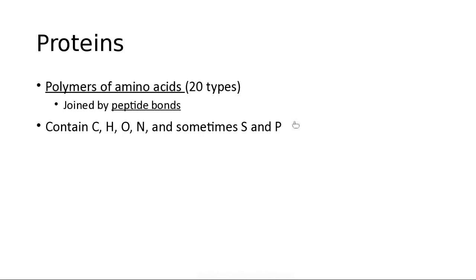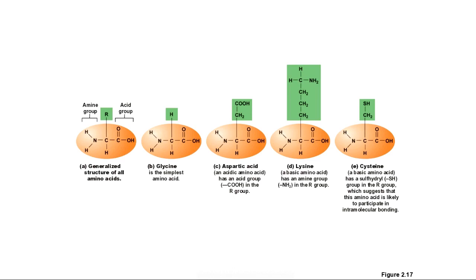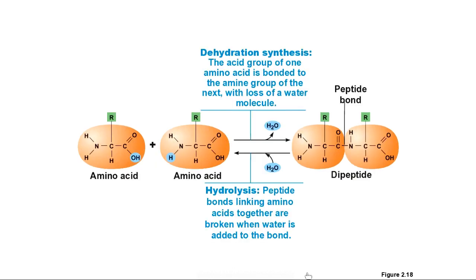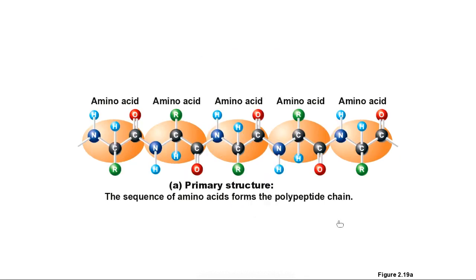Proteins are polymers joined by peptide bonds, polymers of amino acids, and there are 20 different amino acids. They contain carbon, hydrogen, oxygen, nitrogen, sometimes sulfur, and phosphorus. And these are showing some general amino acids. And then you see they've had dehydration synthesis to put them together. They can be broken down by hydrolysis. Now, this can only take place in a living organism. You can't make a peptide bond in a chemistry lab. Only an organism can do so.